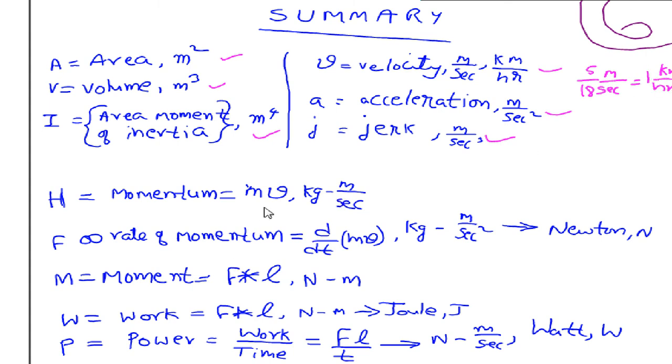And we have seen the derived quantity momentum, which is represented by symbol H, and force has a unit kg meters per second square, and this kg meters per second square is given the name Newton, abbreviated as N. Similarly, moment or work done or energy, all of them have units Newton meters, and this Newton meter is given the name joule, abbreviated as symbol J. Power P has units Newton meter per second, and this unit is given the name watt, W.